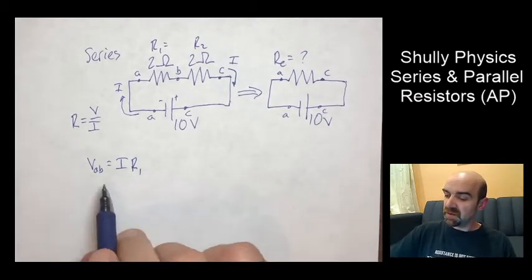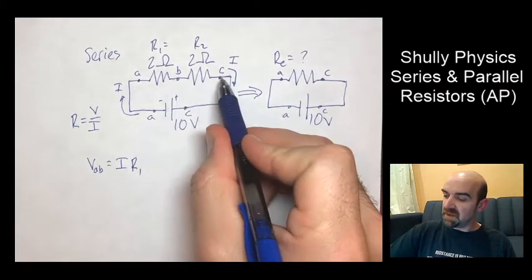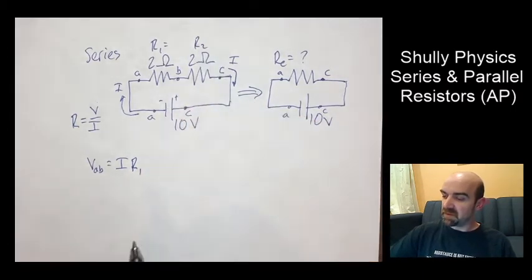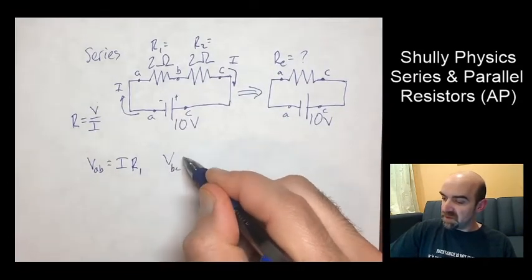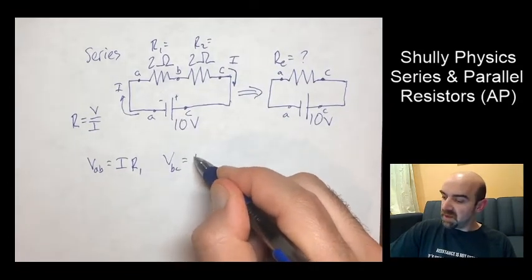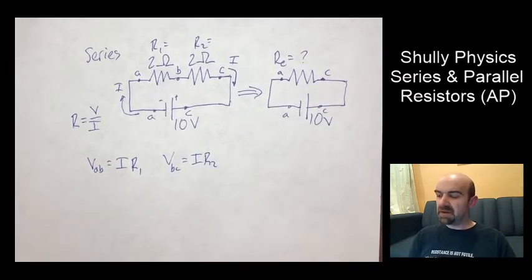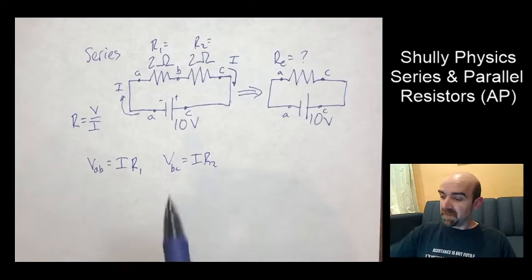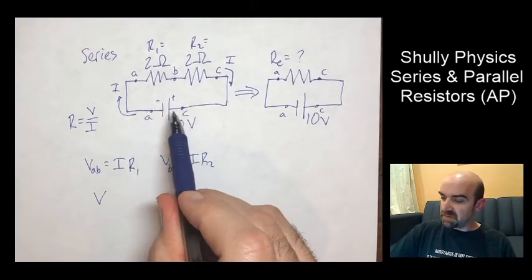Okay? So this would be VAB equals IR1. And how about B to C? That potential difference depends on the resistance value of resistor 2. So VBC equals IR2. All right? Now we've got to relate these together. The battery touches both sides here.